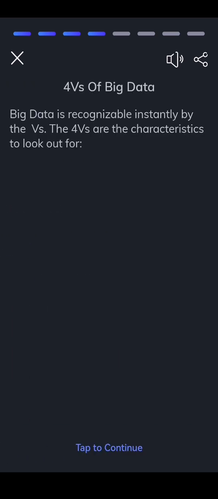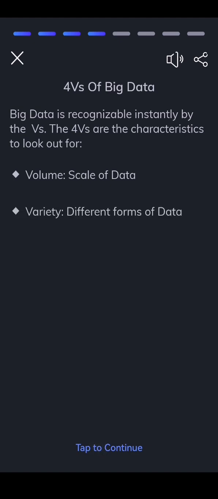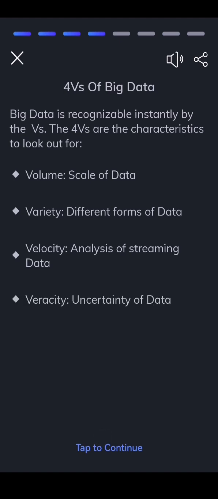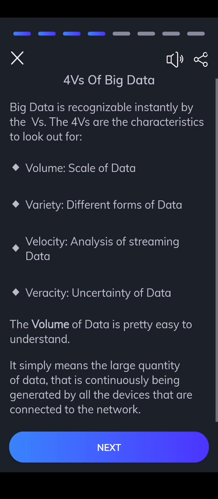Big data is recognizable instantly by the V's. The 4 V's are the characteristics to look out for. Volume, scale of data. Variety, different forms of data. Velocity, analysis of streaming data. Veracity, uncertainty of data. The volume of data is pretty easy to understand. It simply means the large quantity of data that is continuously being generated by all the devices that are connected to the network.